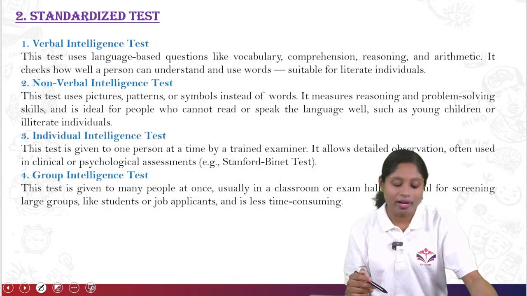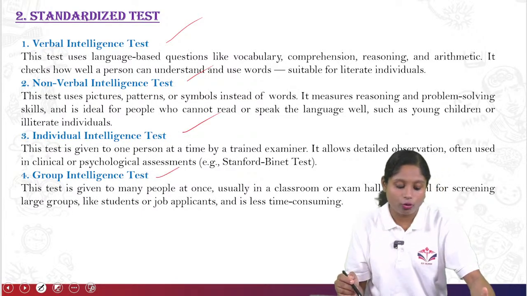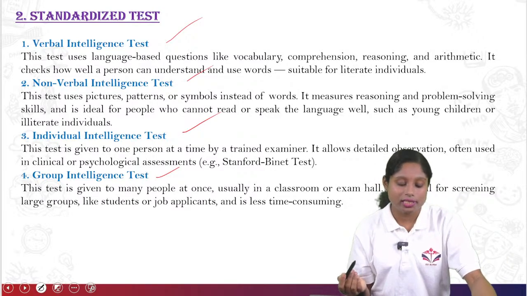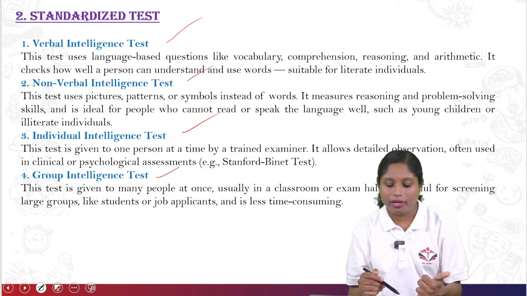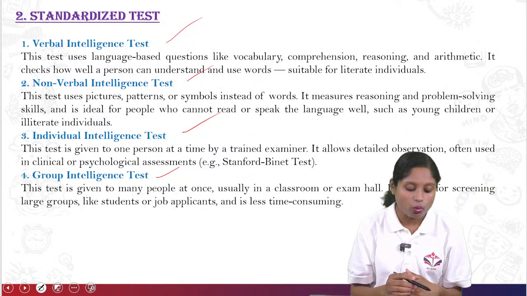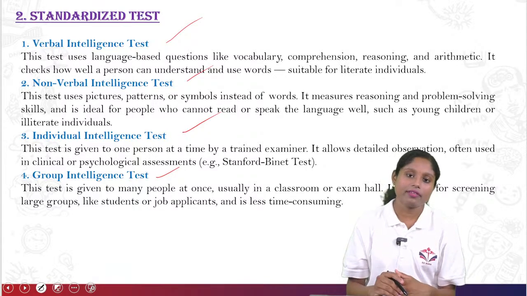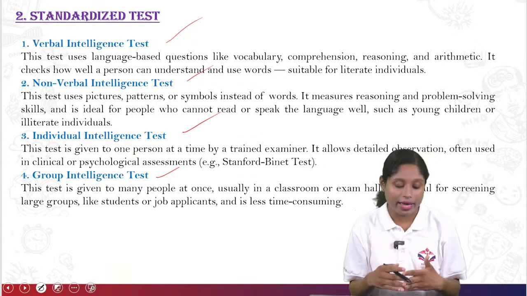Coming to the standardized tests, first is the verbal intelligence test, non-verbal intelligence test, individual intelligence test, and group intelligence test. These are the standardized tests. What is the verbal intelligence test? This test uses language-based questions like vocabulary, comprehension, reasoning, and arithmetic. It checks how well a person can understand and use words, suitable for literate individuals. So we will ask them questions verbally, and we will calculate how the response is.